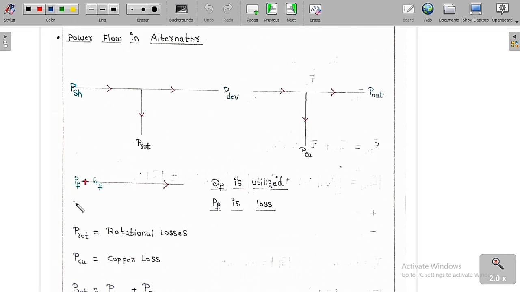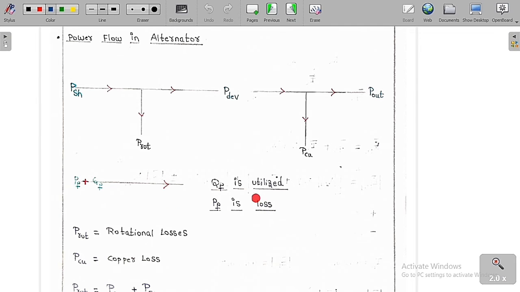Now, whatever the PF plus QF is, PF is related to the field winding. In the field winding, you are going to give some active power and also reactive power. Whatever the field active power is, it is lost in the form of heat.